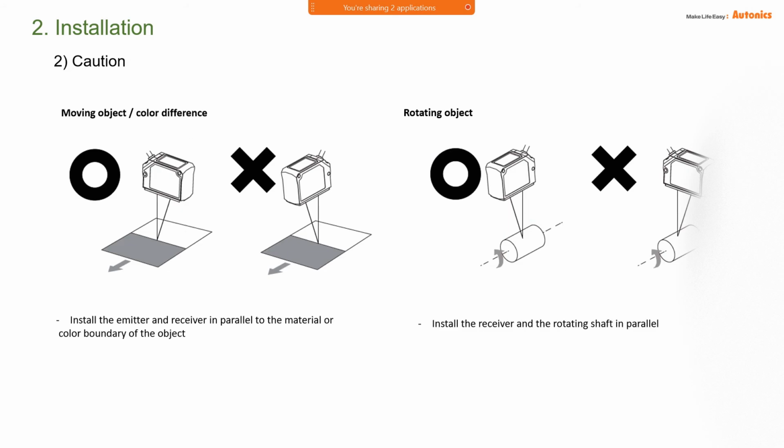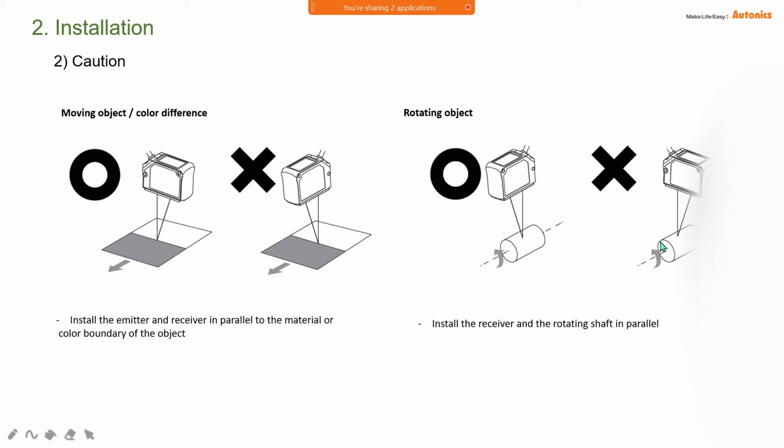This one is a caution for installation. This is the correct way to install. Install the emitter and receiver in parallel to the material or color boundary of the object. You cannot install in vertical; in horizontal, in parallel, you need to install in parallel. In series with the moving object is not advisable. For the rotating object, you must install in this direction.